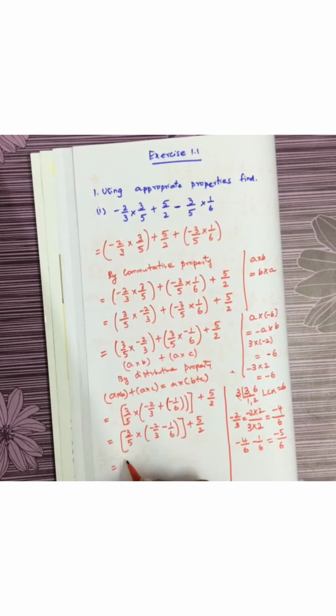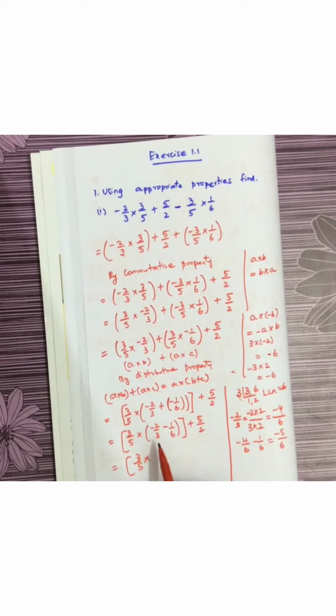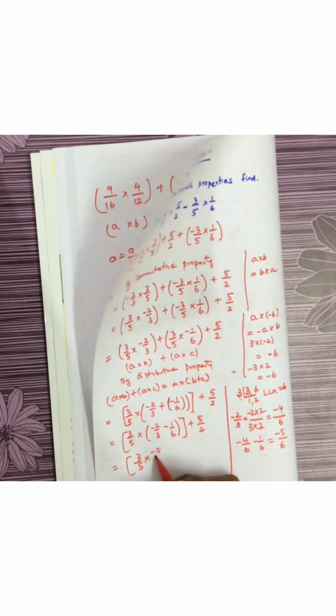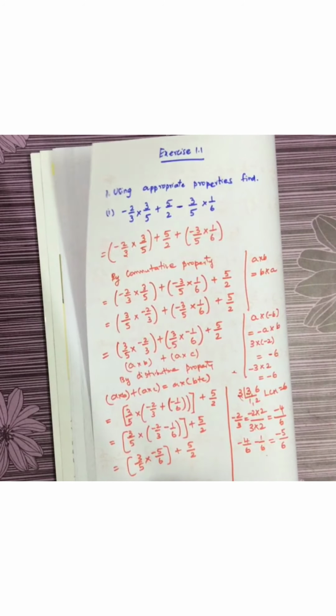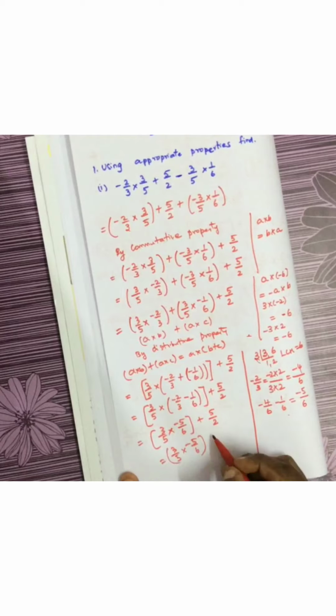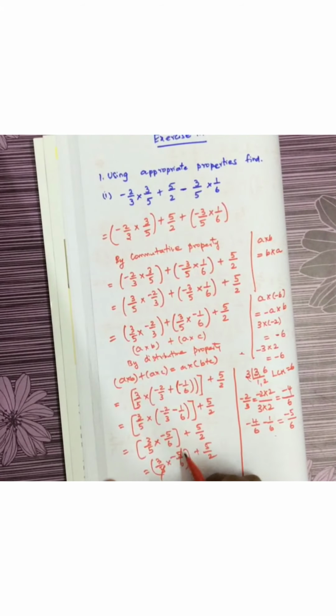So here you should write 3 by 5 multiplied by. Instead of minus 2 by 3, you have substituted minus 4 by 6. This minus 1 by 6 remains the same. So it becomes minus 5 by 6. Here it is minus 5 by 6 plus 5 by 2. That is equal to, here you can cancel this 5 and 5. So I am writing it again. Minus 5 by 6 plus 5 by 2. Cancel 5 and 5. This is minus 1 now.